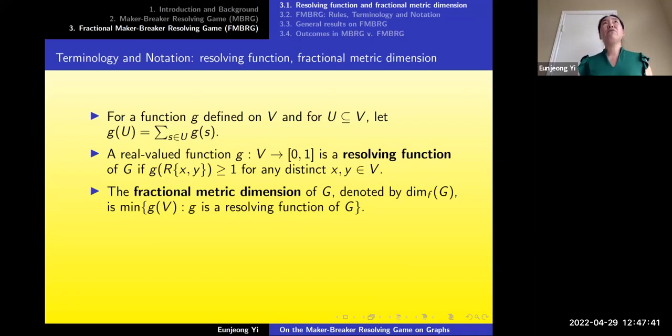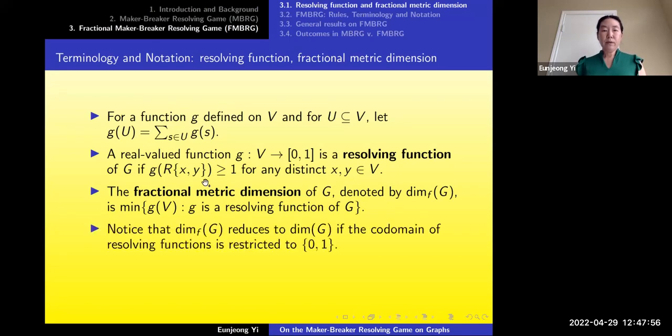Actually, compared to the metric dimension, there are sometimes irregularities appearing in the metric dimension that get smoothed out when you fractionalize it. Those irregularities, in fact, sometimes disappear.